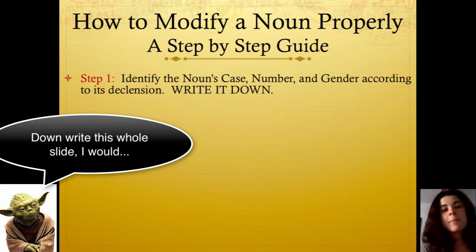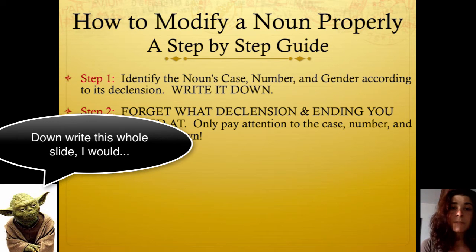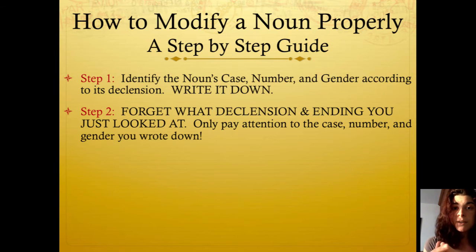So the first step is to identify the noun in question's case, number, and gender according to the declension of that noun. So write it down, because the next step is to forget that word that you just looked at entirely. Doesn't matter what declension it was, it doesn't matter what ending you just looked at. All you have to pay attention to is the case, number, and gender that you wrote down.